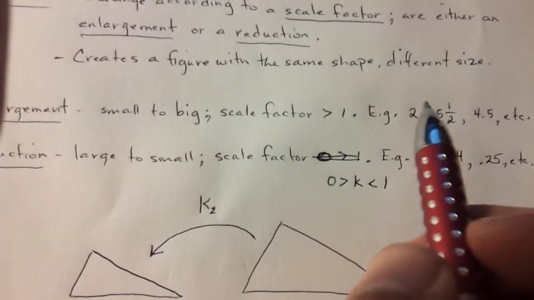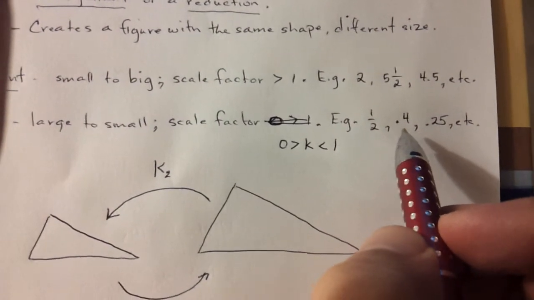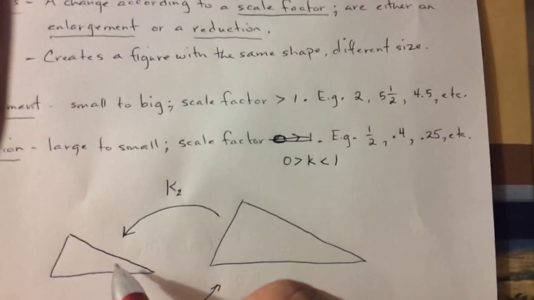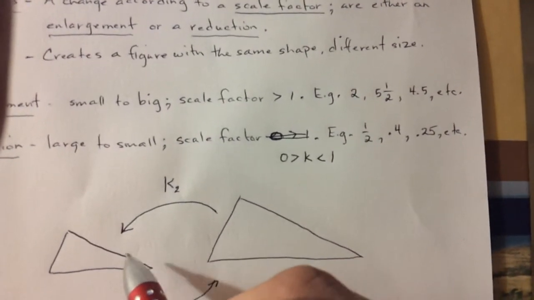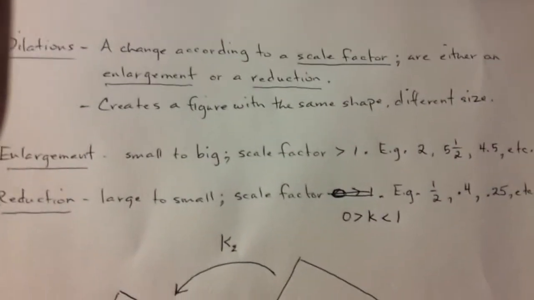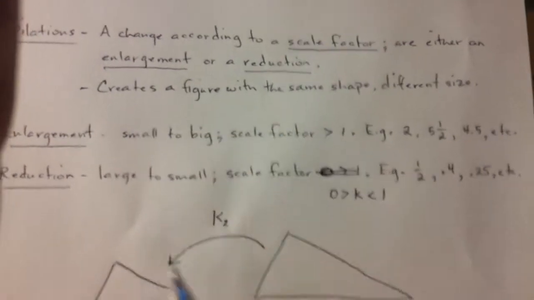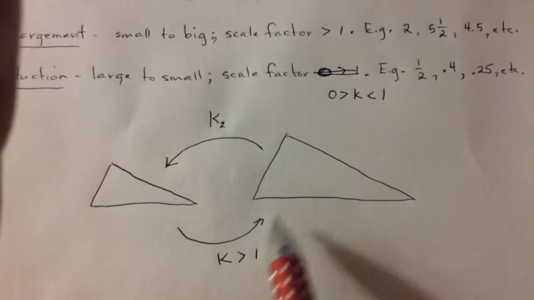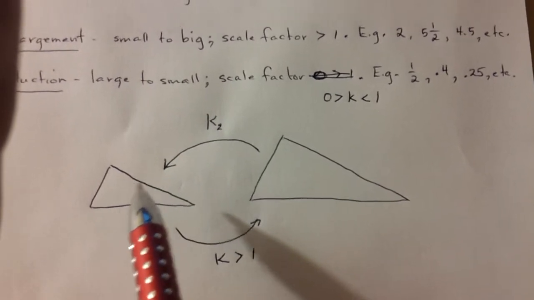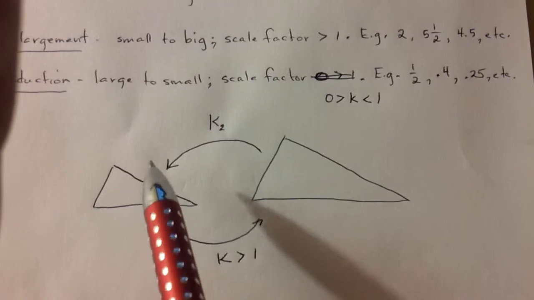It can be 1/2, 0.5, 1/4. The smaller one is half the size or a quarter the size or something like that. So those are the two directions. If I go this direction, I'm making it bigger, so it's an enlargement. If I go this direction, that's a reduction, and I'm making it smaller.